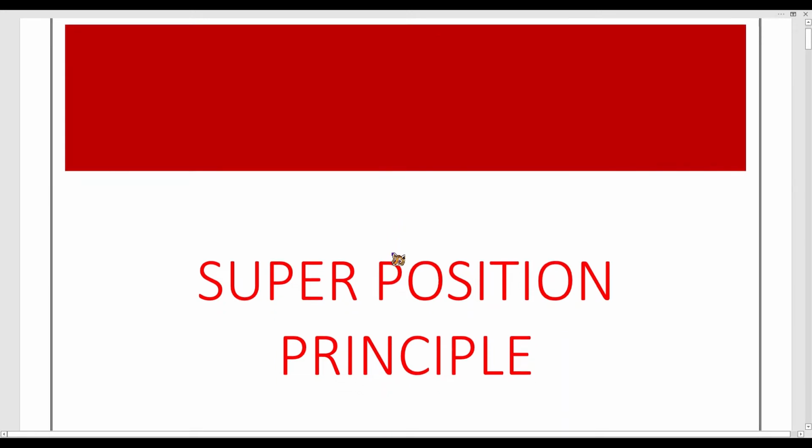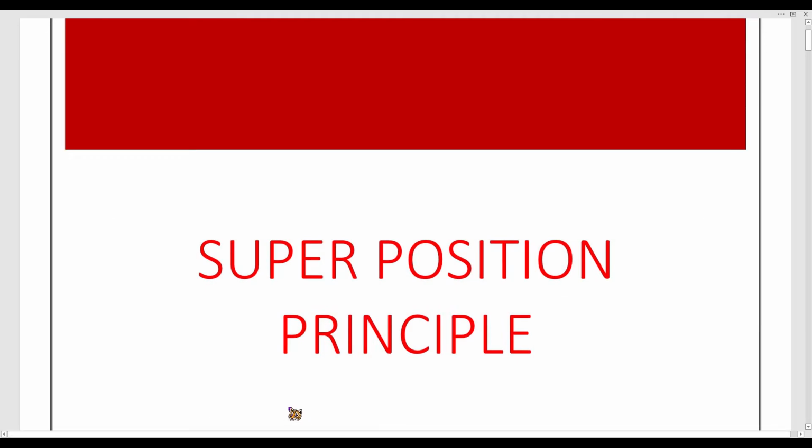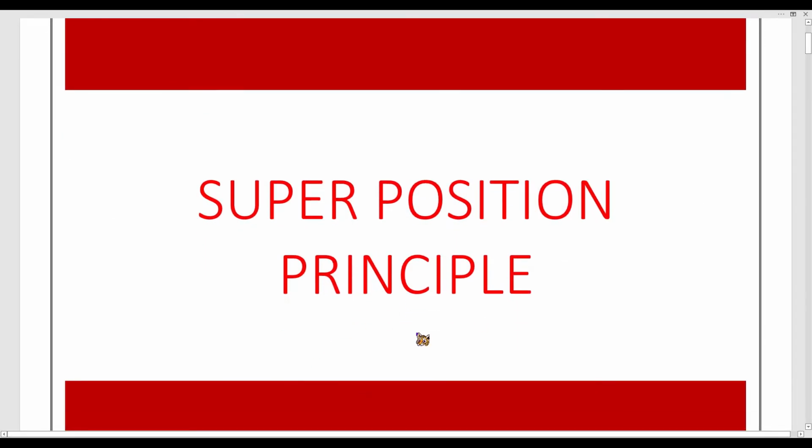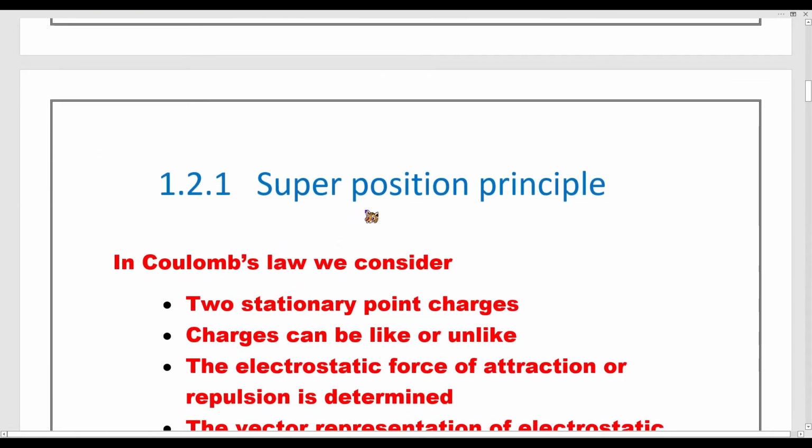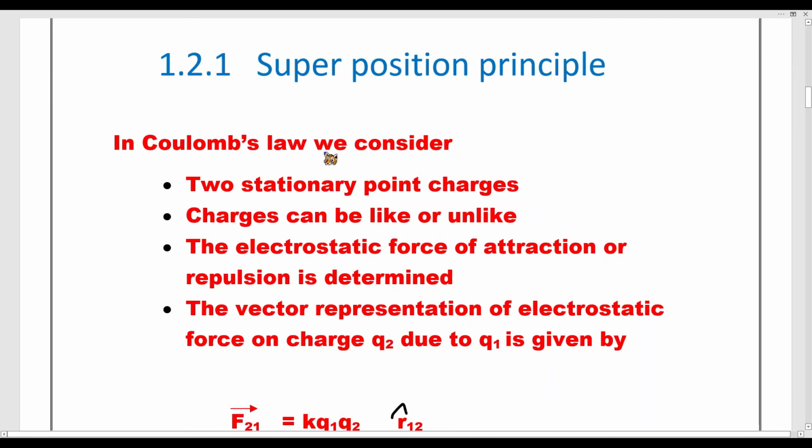In this video, we are going to learn superposition principle. The basic concept applied in superposition principle is the concept of Coulomb's law. Students, you all know the concept of Coulomb's law, isn't it? I will just recollect for you.